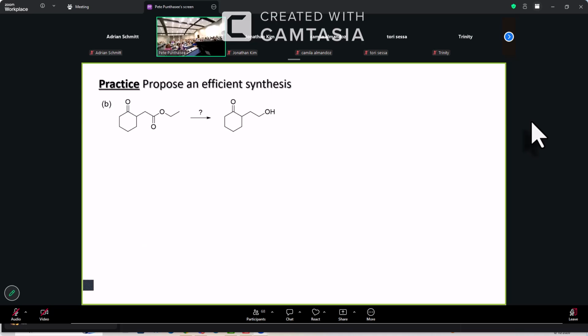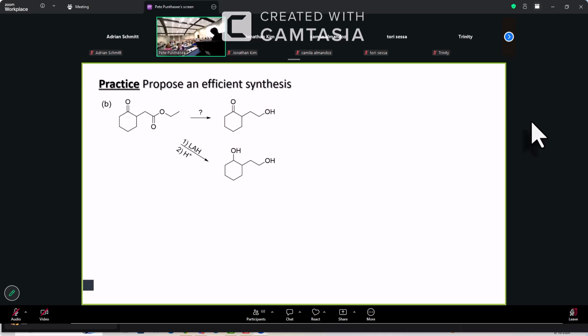Do you know how to convert an ester to an alcohol? We use lithium aluminum hydride. Hydride attacks twice. That's why from that carbon right there, you get 2 hydrogens on it.